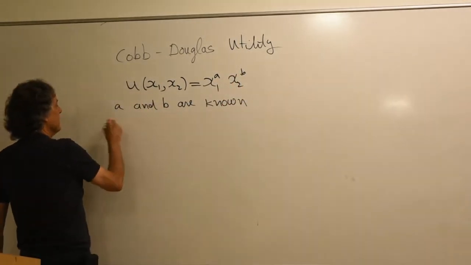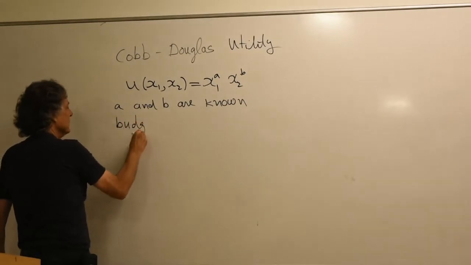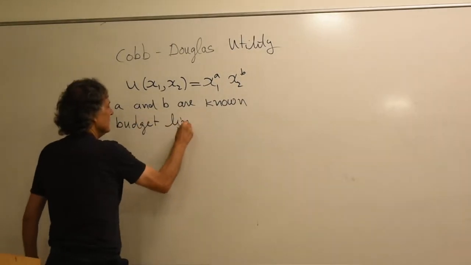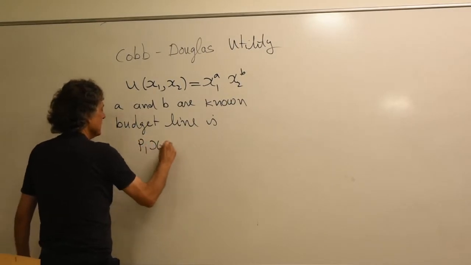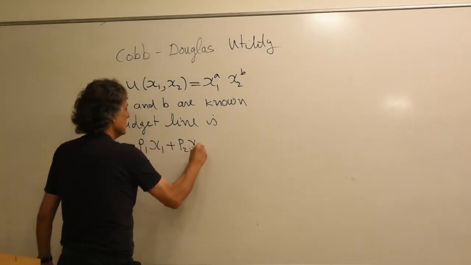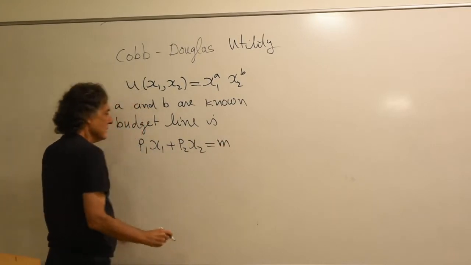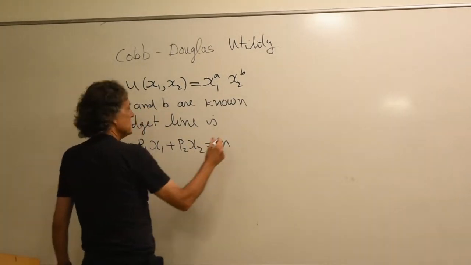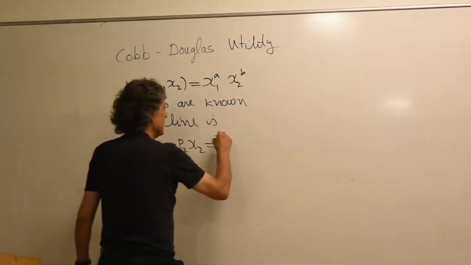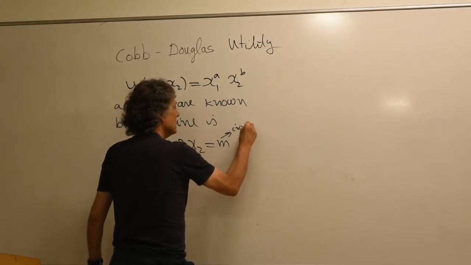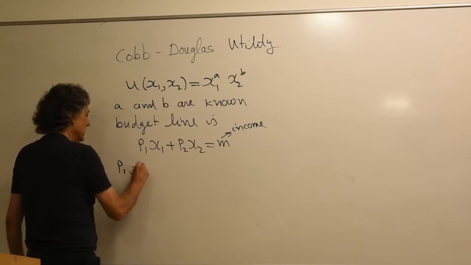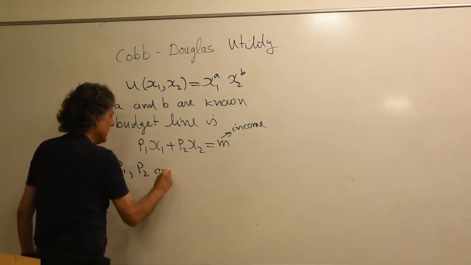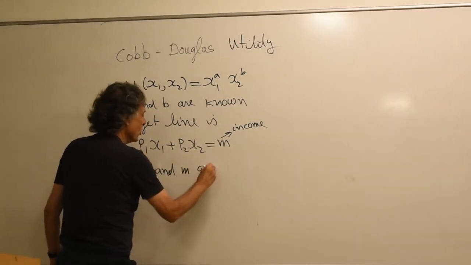Now I take the budget line, which is P1x1 plus P2x2 equals M. M is the income, so I can tell you this is the income and these are the prices. P1, P2 and M are known.